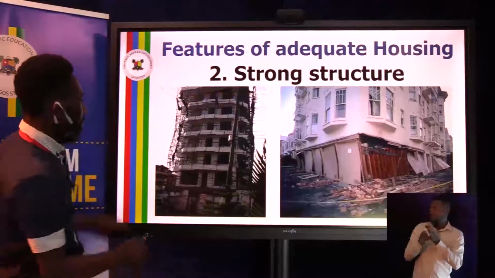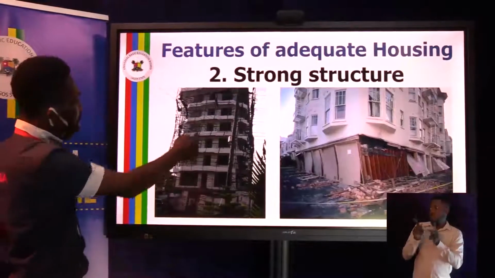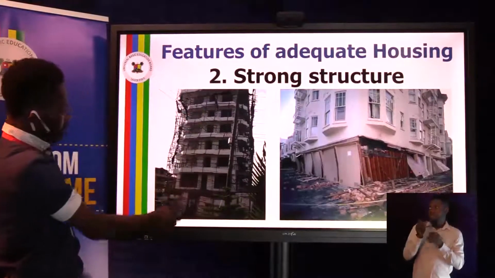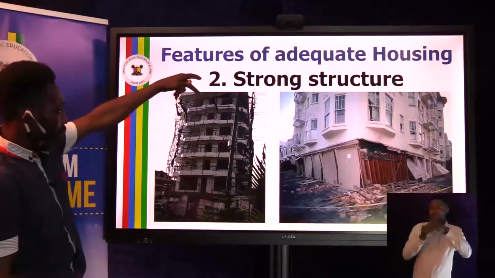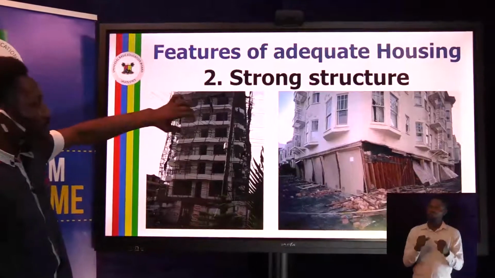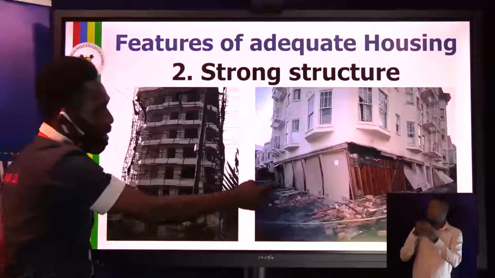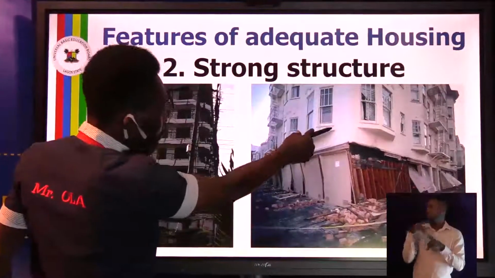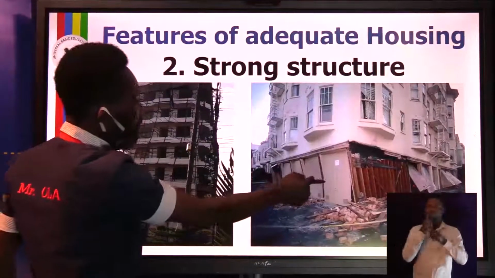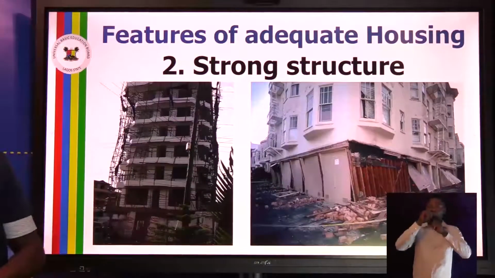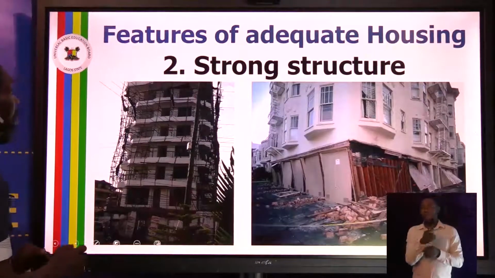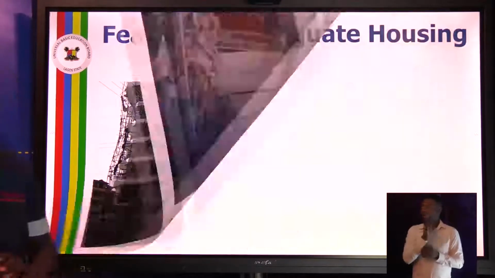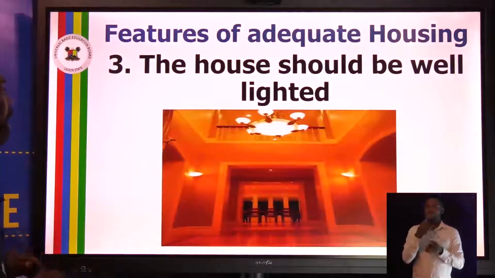You can see from the picture here, see this kind of house. There's a tendency that this one will collapse. You can see from the top here that it does not have a strong structure. Look at this very fine house too. The structure is not strong enough. When the structure is not strong enough, such a house will collapse. That's another feature.